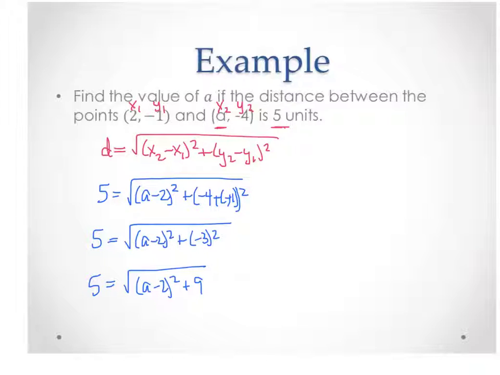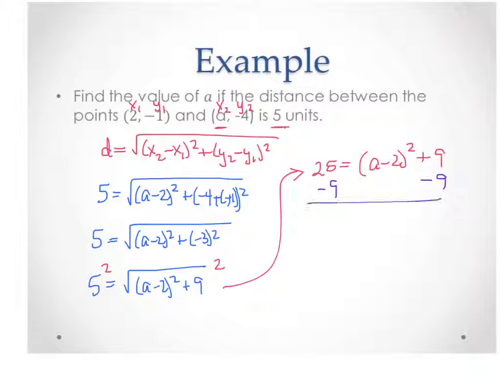So from here, if I'm trying to get to this a, I need to get rid of the square root, and to get rid of a square root, I'm going to square both sides. I'm going to bring it up here. So that gives us 25 equals a minus 2 squared plus 9, because all that did was cancel the square root. So from here, if I get my squared by itself, we're going to have 16 equals a minus 2 squared.